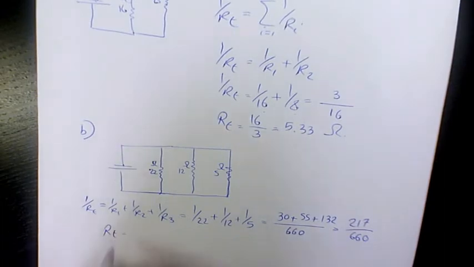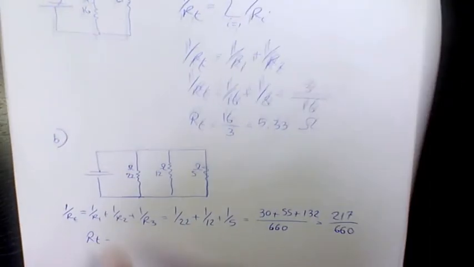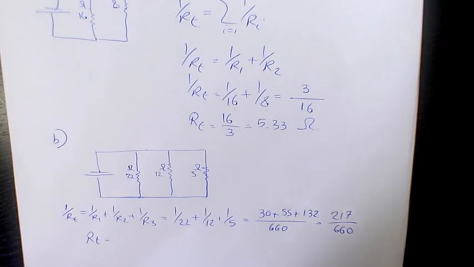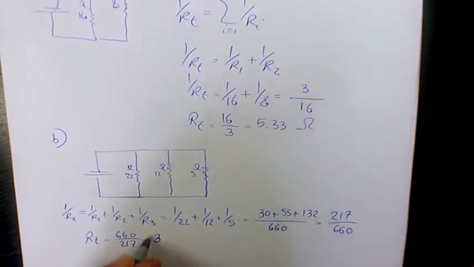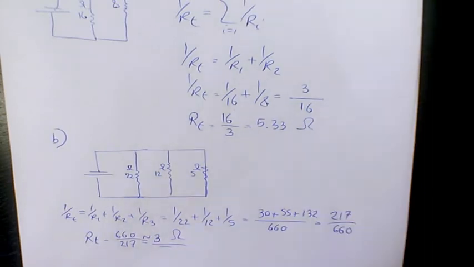So RT, you need to flip it because we calculated 1 over RT. It's going to be 660 divided by 217. So 660 divided by 217 is going to be almost 3, approximately 3 ohm.